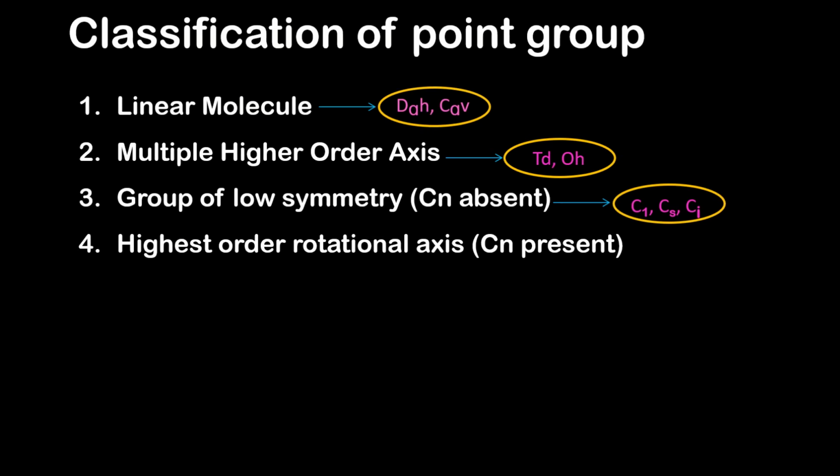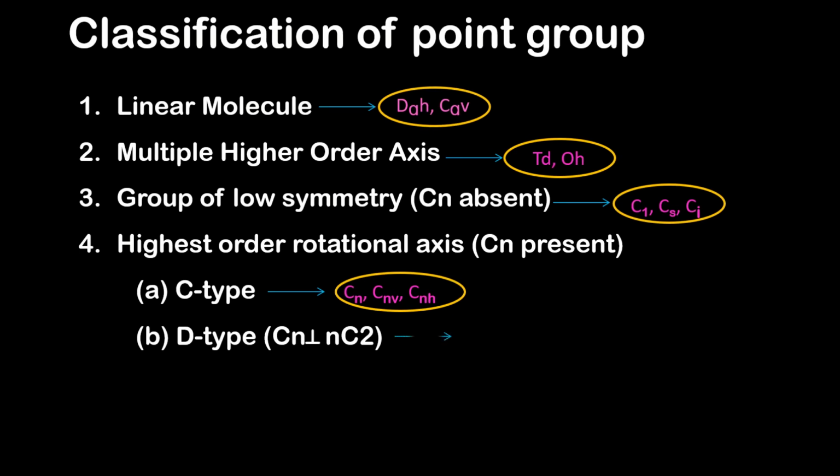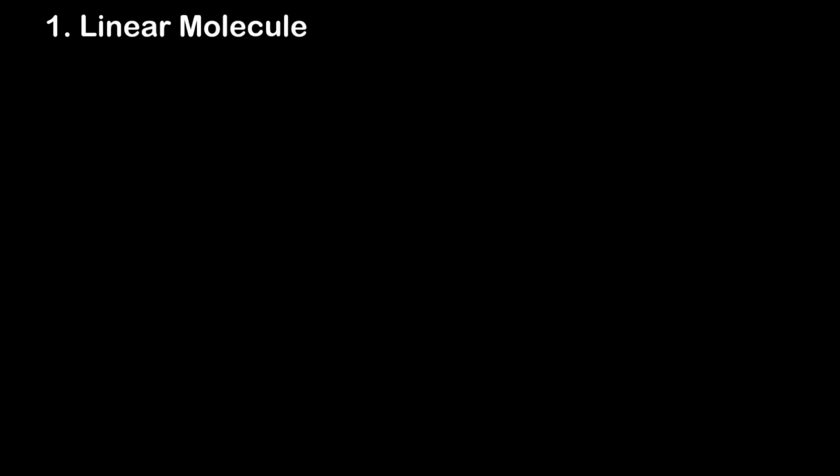If the highest order rotational axis Cn is present in the molecule, it is divided into C type, which possesses Cn, Cnv, Cnh point groups, and second, D type, in which a Cn perpendicular C2 symmetry operation is present, which has Dn, Dnh, Dnd point groups. Let's discuss one by one. First, linear molecule.